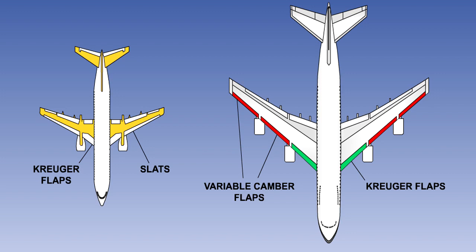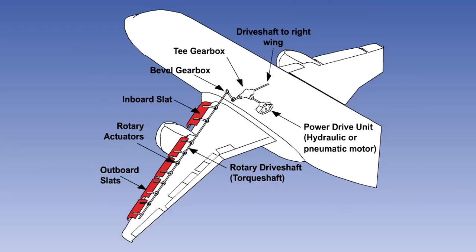Whenever a mix is used, the Kruger flaps will invariably be fitted closest to the wing root. Leading edge flaps and slats are operated by hydraulic power or by air turbine motors, and are normally sequenced to operate with the trailing edge flaps.